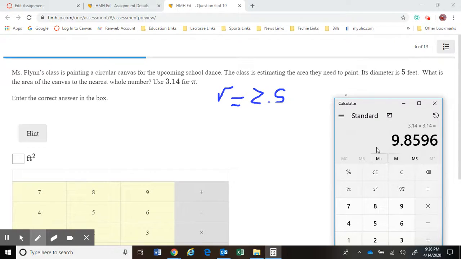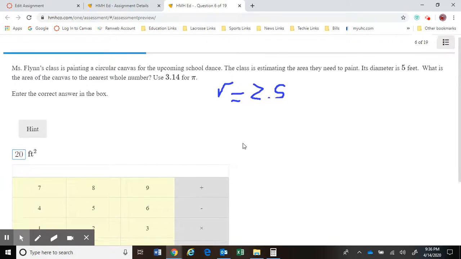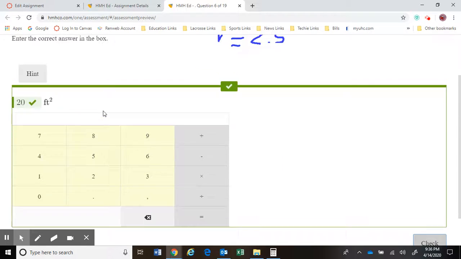Oops, I made a mistake there. That did not come out properly. Let's try that again. 2.5 times 2.5 times 3.14. There we go. What's my nearest whole number? 20. Correct. Good. If you're following along, you saw that I didn't push the buttons on the calculator right. Check it. We're good.